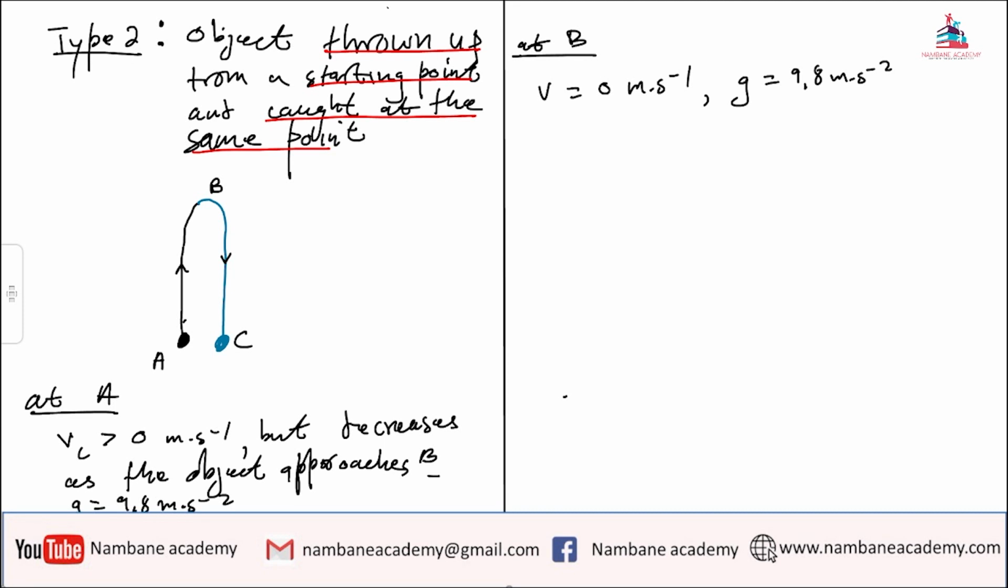Now Mudia, let's check. What could be the reason that at A, V is greater than 0, but at B it is equal to 0? What could be the possible reason for that?